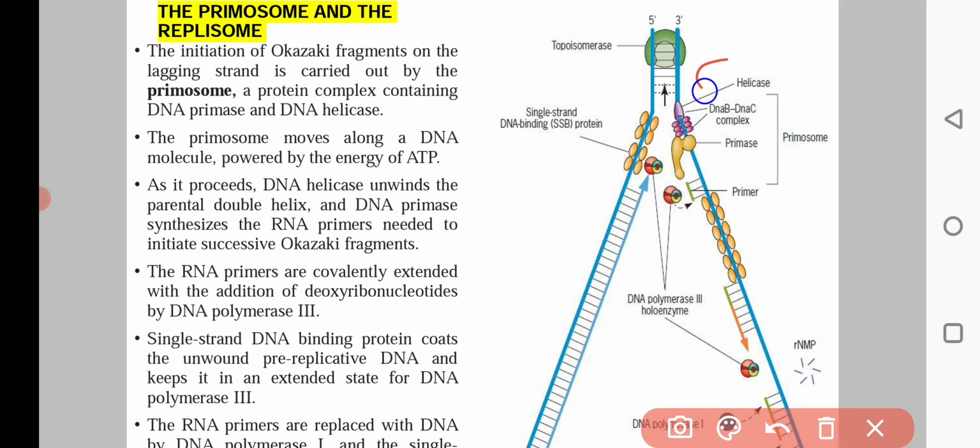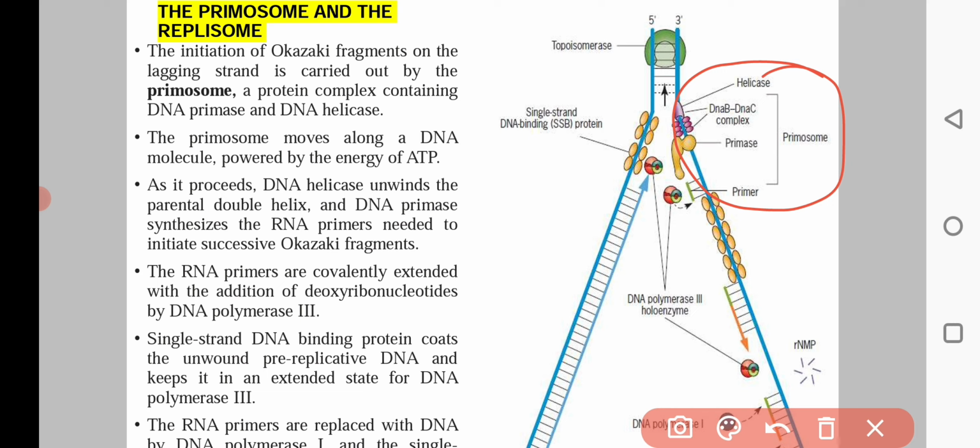So together with the helicase enzyme, DnaC protein and DnaB protein complex, DNA primase, this and this DNA polymerase third enzyme. These are the two units of the same DNA polymerase enzyme. A single DNA polymerase enzyme is there which has two units. One unit synthesizes the leading strand and one unit synthesizes on the lagging strand in the form of small fragments. So together all these enzymes are known as primosome.